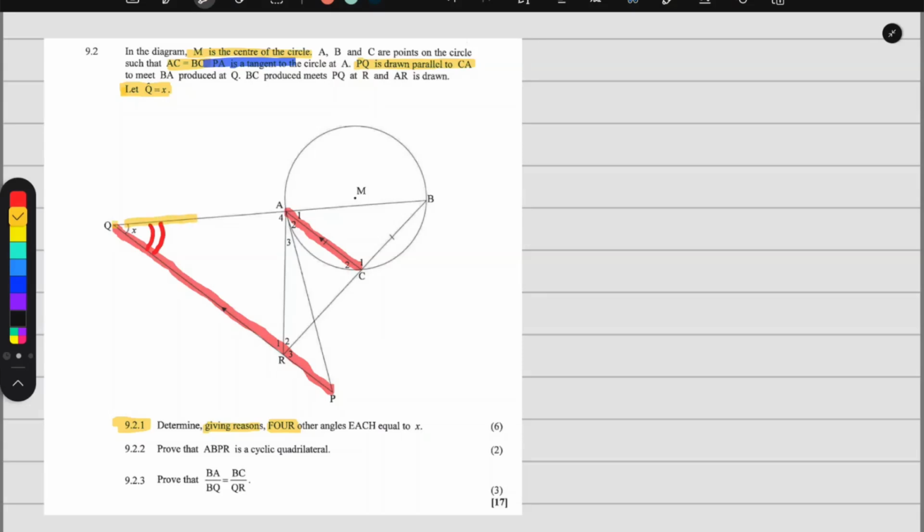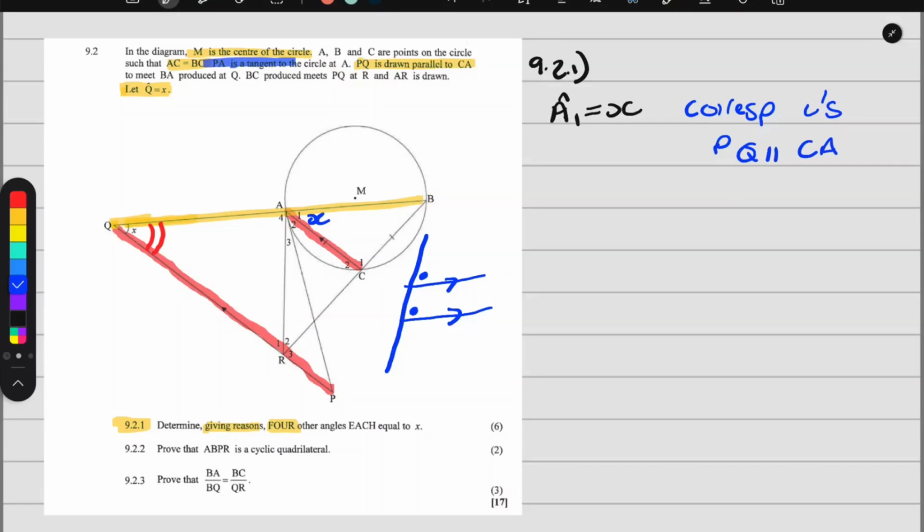So if we had to highlight this line here, do you see the transversal? If you have two lines that are parallel and you have this line transversal, do you agree that this angle and this angle are the same, corresponding angles? Remember, the red lines are parallel. This angle and this angle, they are equal. So angle A1 is also x because of corresponding angles. So let's write that in 9.2.1. Angle A1 is x. Corresponding angles, PQ is parallel to CA.